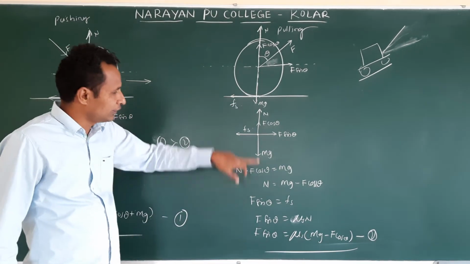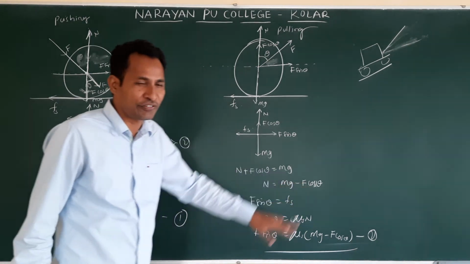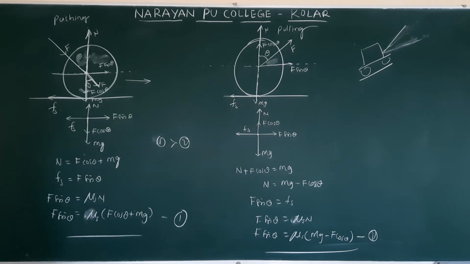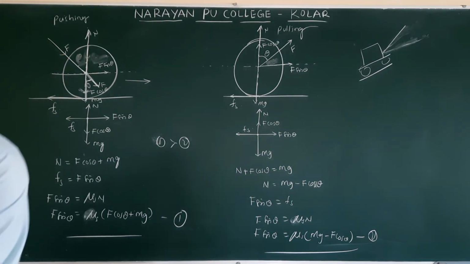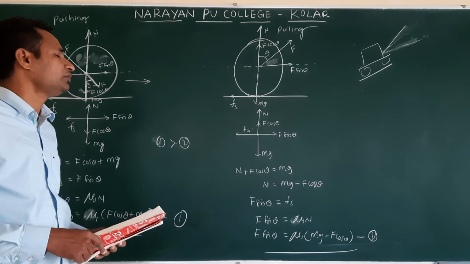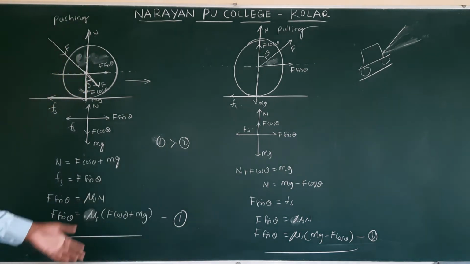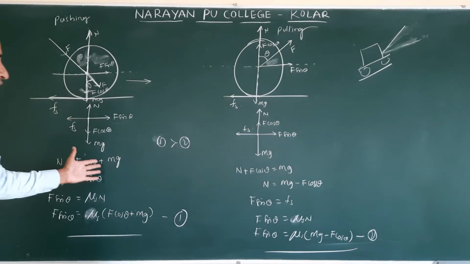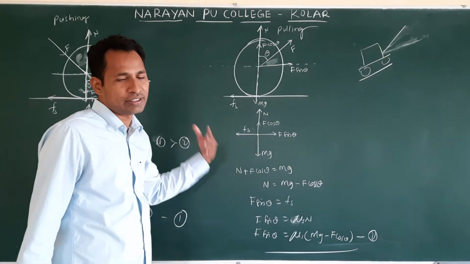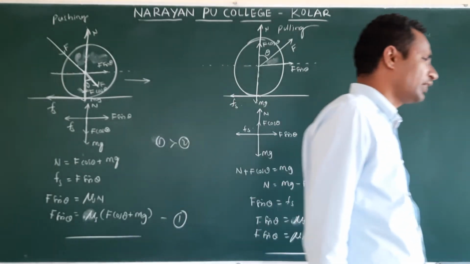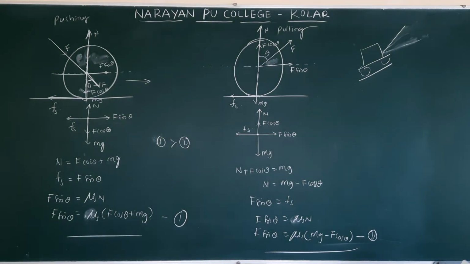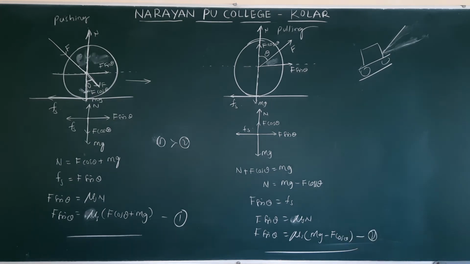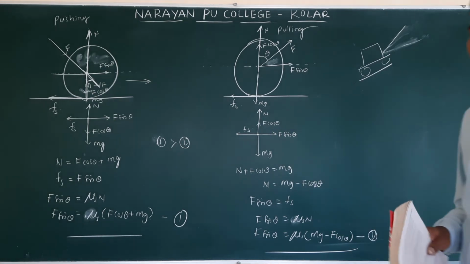Clear? Reason: normal reaction is mg minus F cos theta in pulling. Here normal reaction is mg plus F cos theta. This is the reason. Okay. To help you understand, I have given this equation. What do you say? If you want to write it in words, in the pushing case normal reaction is more than in the pulling case. That is the shortest answer for this question. Now you need to understand why normal reaction is more in pushing and less in pulling. That's why I explained. So with this, our exercise problems are over.